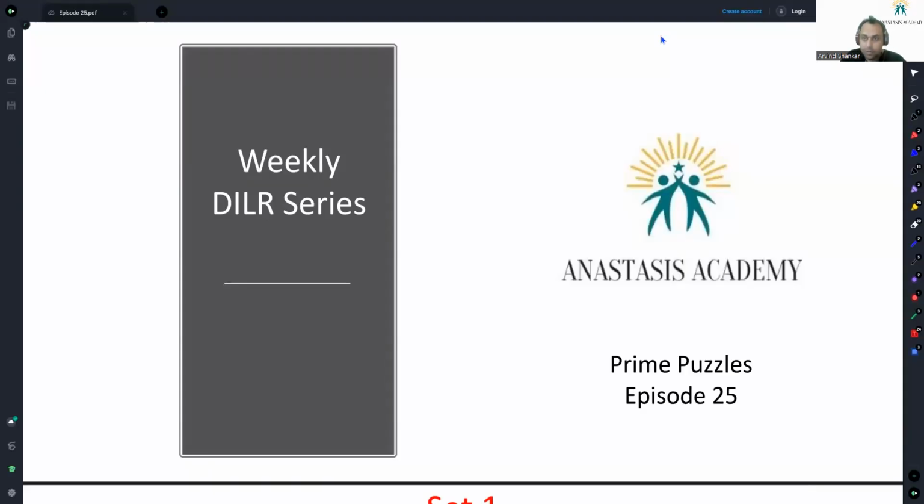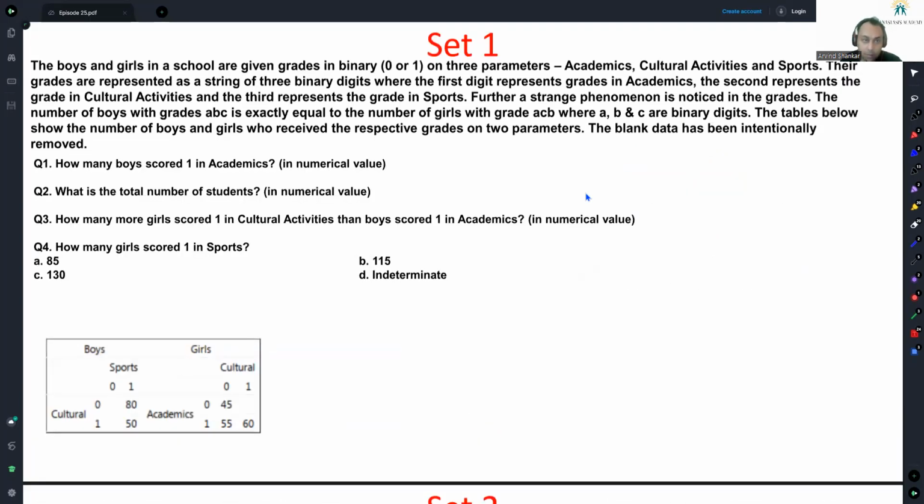Let's look at the solution for prime puzzles, episode 25. The boys and girls in a school are given grades in binary, either 0 or 1 on three parameters: academics, cultural activities, and sports. Their grades are represented as a string of three binary digits, where the first digit represents grades in academics, the second represents the grade in cultural activities, and the third represents the grade in sports.